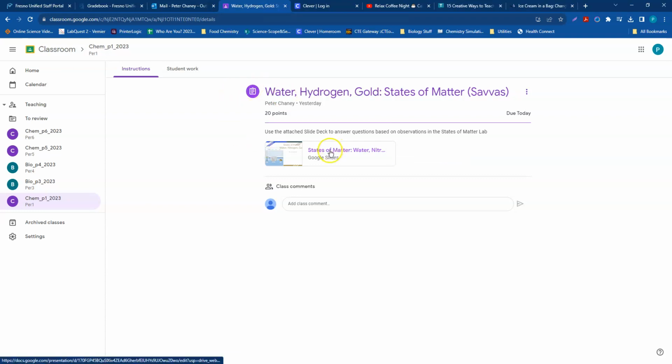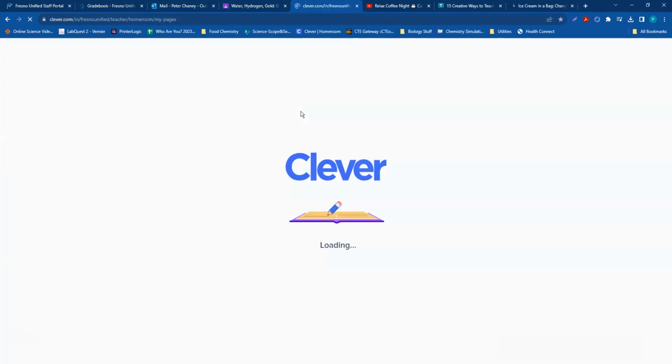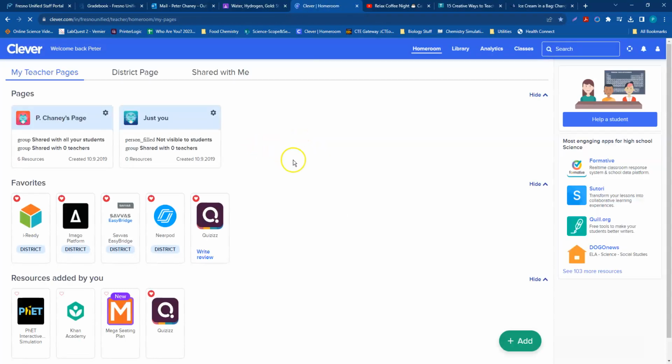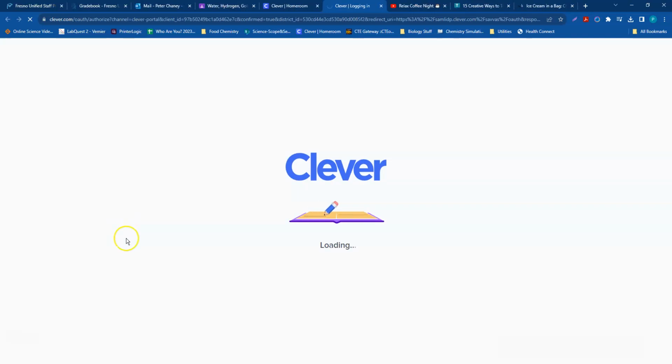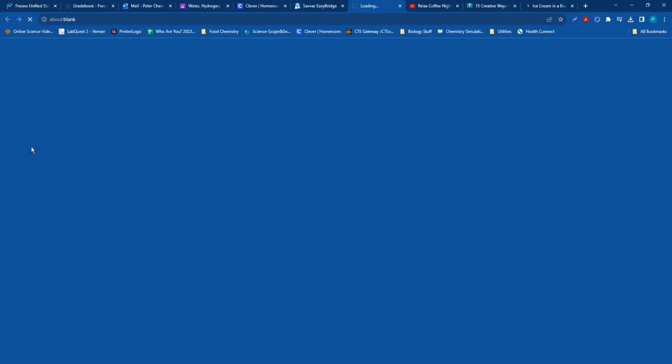So there's slide decks, and we need to open up the lab from the textbook. We go through Clever to do that. So we're going to go to Clever, and we're going to log in. And for you guys, you're going to my class page, so you're going to find Cheney's page, and you're going to go to Savvas EasyBridge. When you open it up, you're going to click on the textbook title, and you'll see your assignments pane. You'll click it from there.